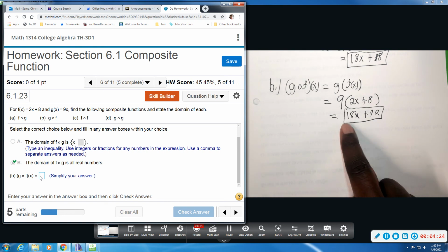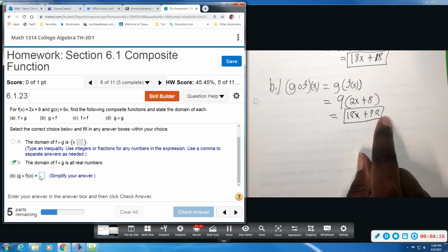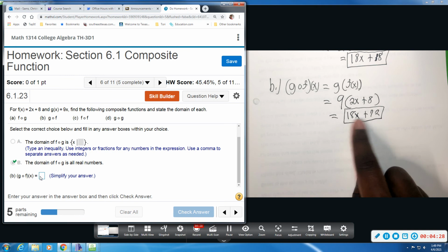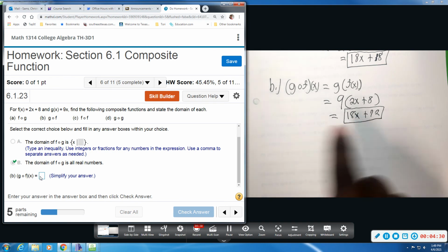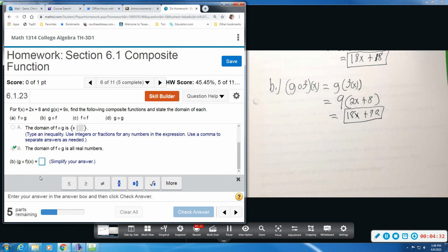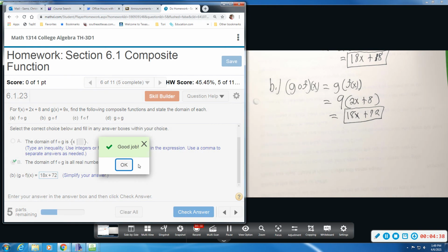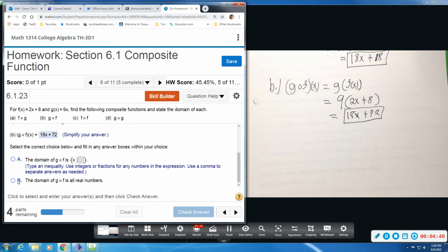And then domain, we have no fractions, square roots, or logarithms, so it'll be all real. So our function is 18x plus 72. And our domain will be all real numbers.